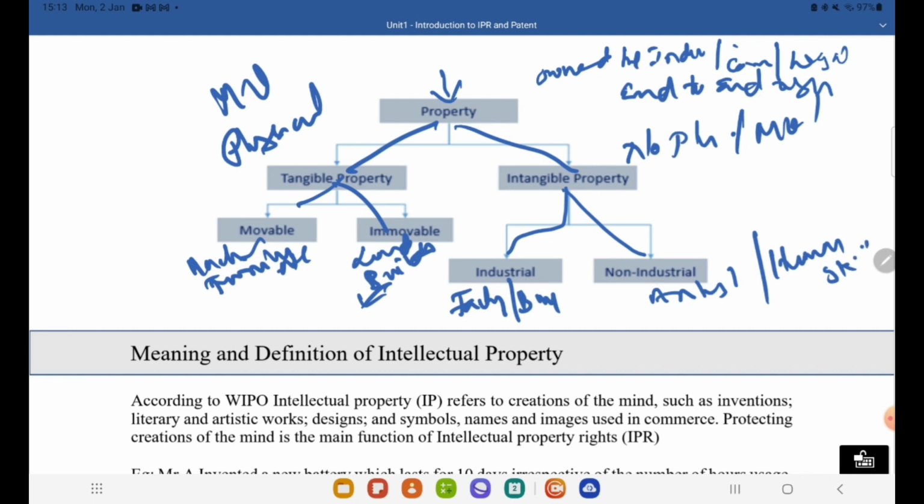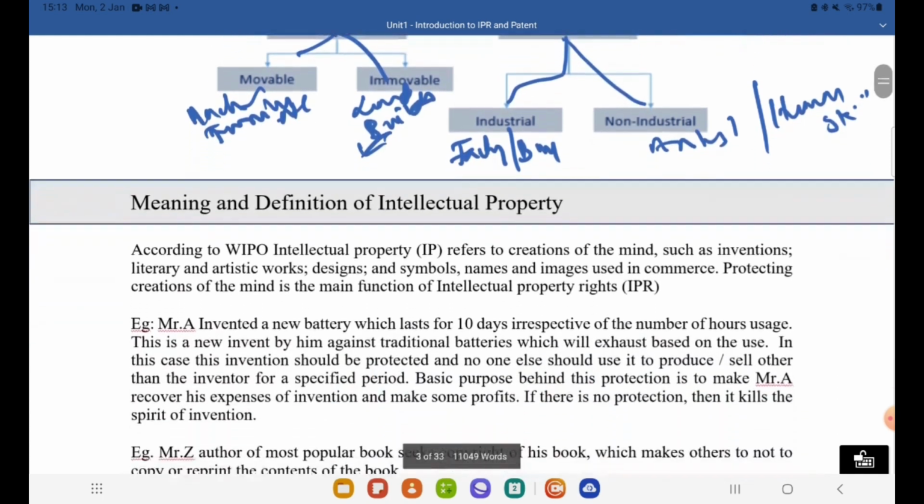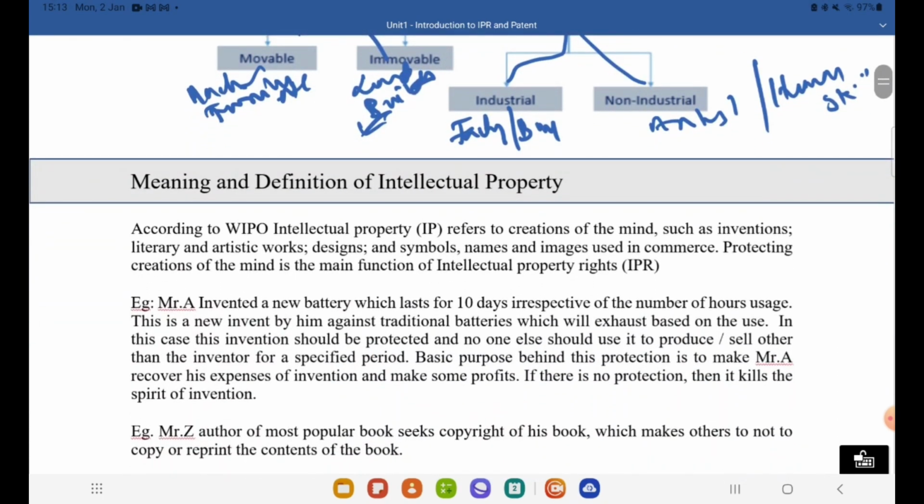With this, I'm done with the concept of property here, and in the next class we will discuss what intellectual property actually is, and what the various forms of intellectual property are.